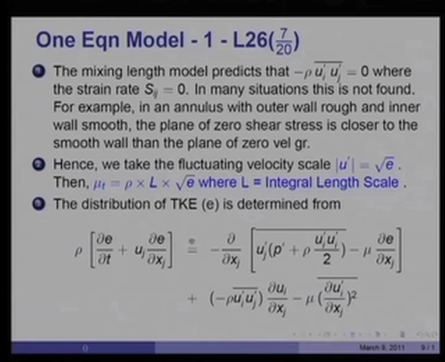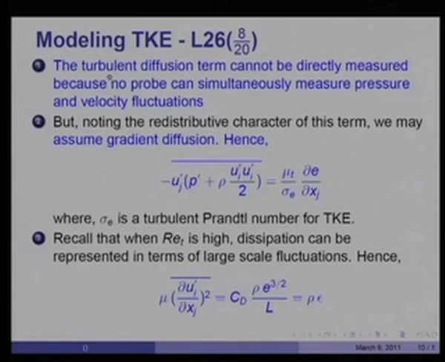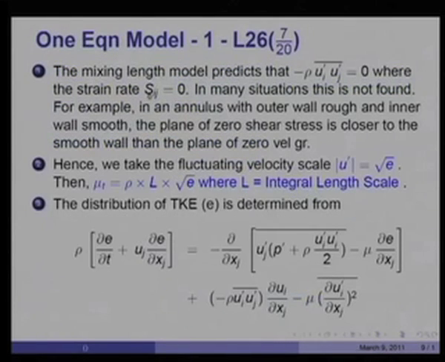So the model of the one equation type goes like this. It is mu t is equal to rho L square root of E, where E would be obtained from a differential equation, whereas L would be now specified algebraically, again like in the mixing length. And because we have to now solve this additional equation along with the RANS equation, it is called the one equation model.